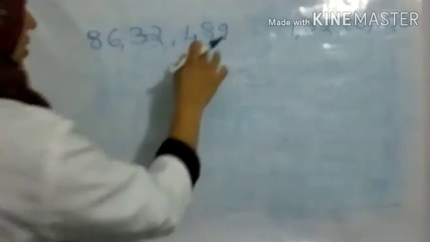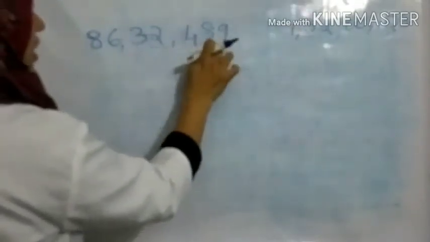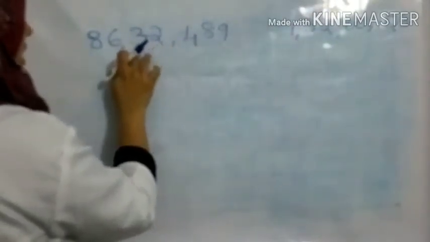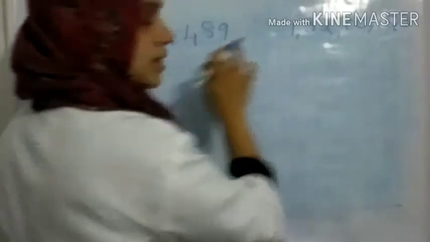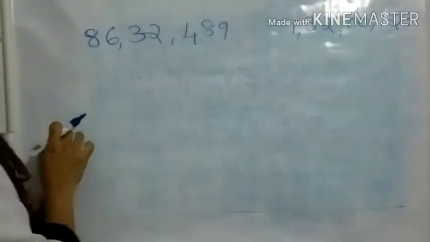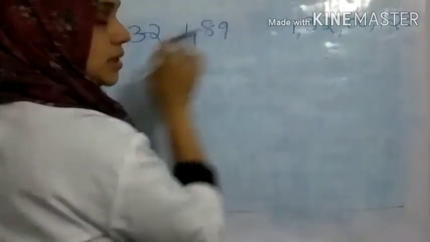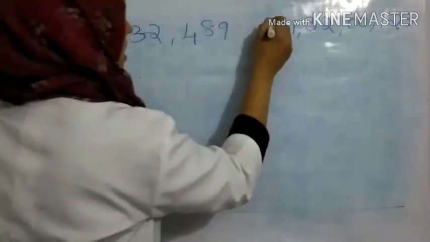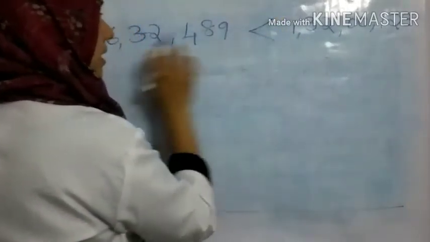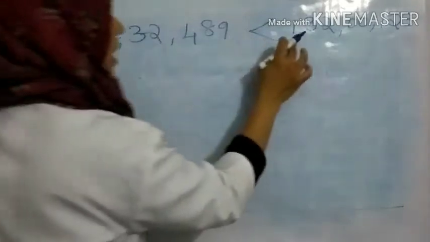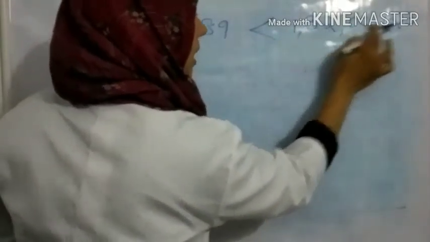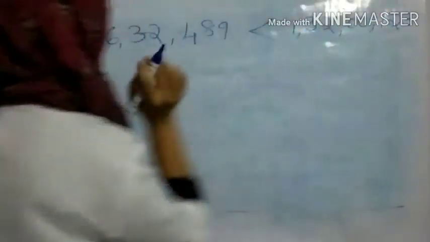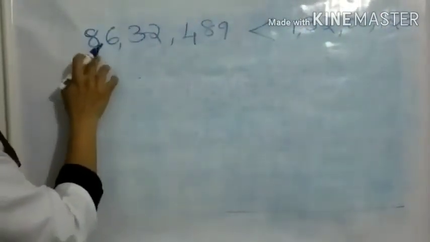Check how many digits are here. 1, 2, 3, 4, 5, 6, 7. Here 1, 2, 3, 4, 5, 6, 7, 8. Which one has more digits? This one has more digits. Then we can say that this one is greater than this number. Then how can we read this one? 1 crore, 32 lakh, 123.